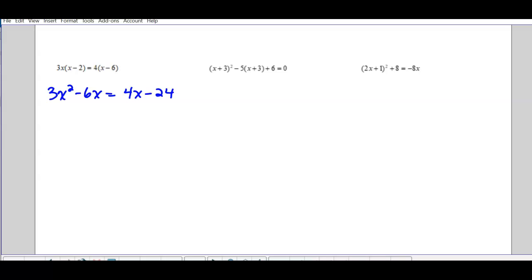Once we've gotten rid of the brackets, take a look, it's degree 2, so you want everything on one side. I try to keep the x squared term positive. Notice how there's a 3x squared, I keep it on the left, and I'm going to get everything else over. So I'm going to subtract 4x from both sides and add 24 to both sides, so that this side goes to 0.